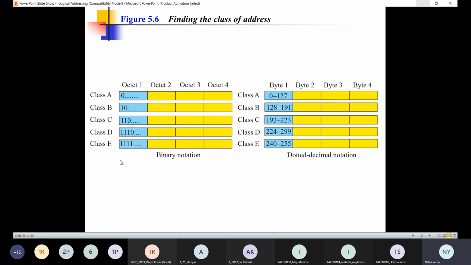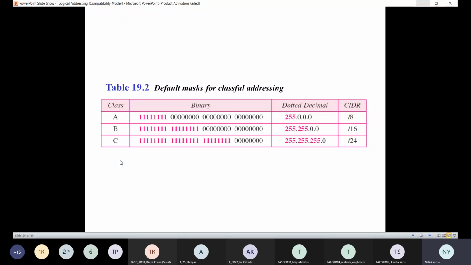So again, this is the repetition of what we have seen. Class A first bit is fixed, class B 10, C 110, D 1110, E 4 times 1. Similarly in dotted decimal, the range for class A is 0 to 239, sorry, 0 to 127, class B is 128 to 191, then 192 to 223, 224 to 239 and 240 to 255. Correct? So these are my classes notations. Correct. Now there are masks which are available in the classful addressing.